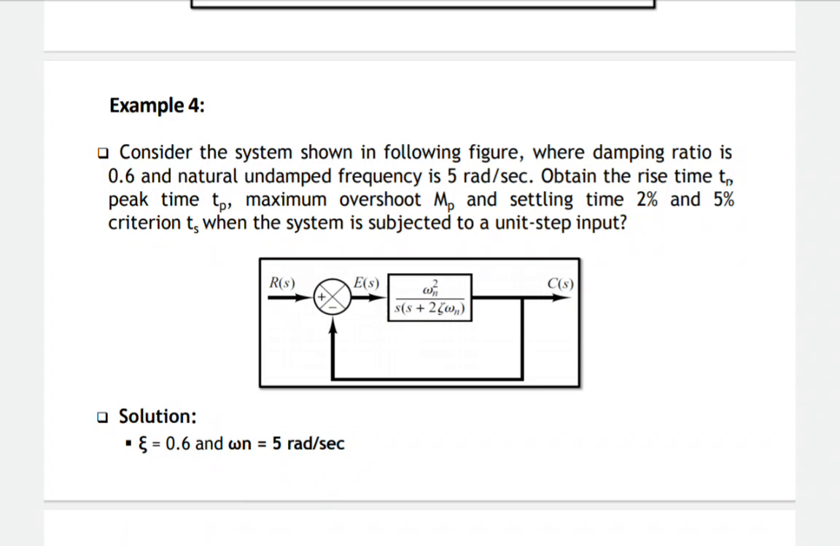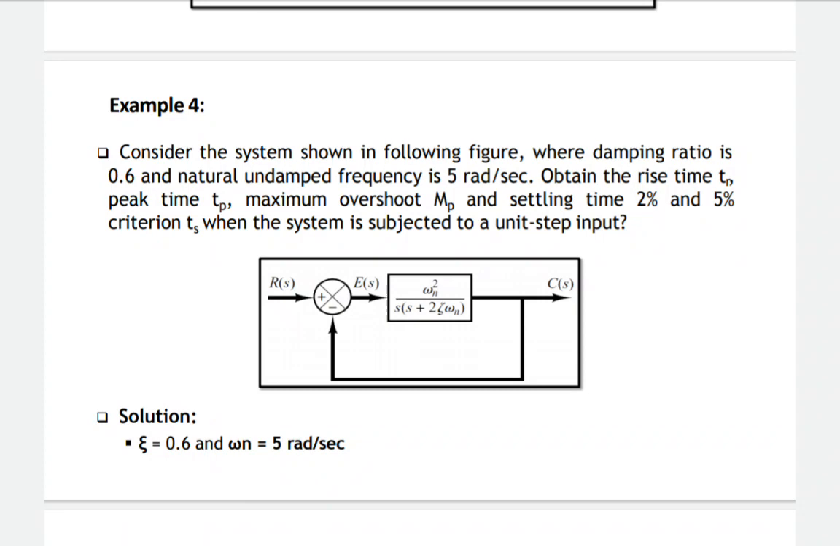Consider the system in the figure where the damping ratio is 0.6 and the natural undamped frequency is 5 rad per second. That means omega n is 5 rad per second, xi is equal to 0.6. Obtain the rise time Tr, peak time Tp, maximum overshoot Mp, and settling time Ts for the 2% and 5% criterion when the system is subjected to a unit step input. Yes, r of t is 1, that's why my R of s is 1 by s. So that is provided.